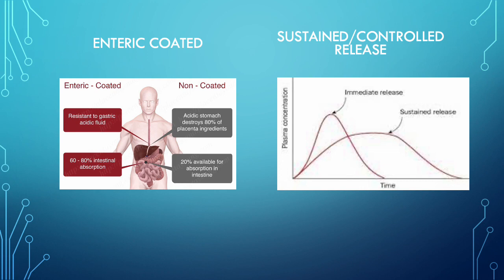Another very important concept to note is if something is enteric coated. If a pill is enteric coated, that means it cannot be crushed whatsoever. When a drug is enteric coated, that means it's resistant to gastric acid fluid breaking it down. So it's going to go further beyond the stomach and not be broken down in the stomach. So if you were to crush that medication, you're breaking the enteric coating.